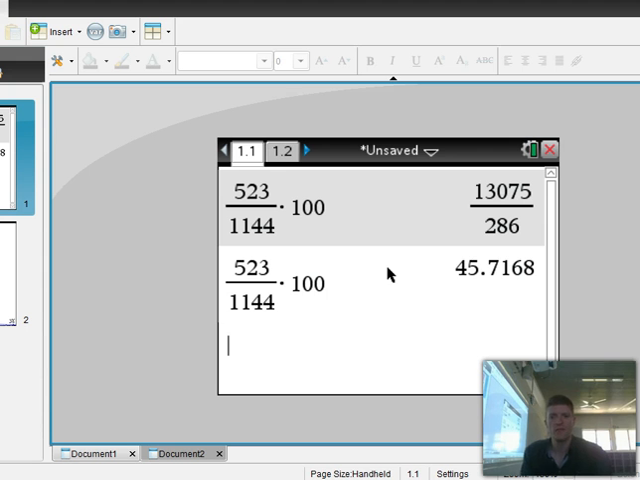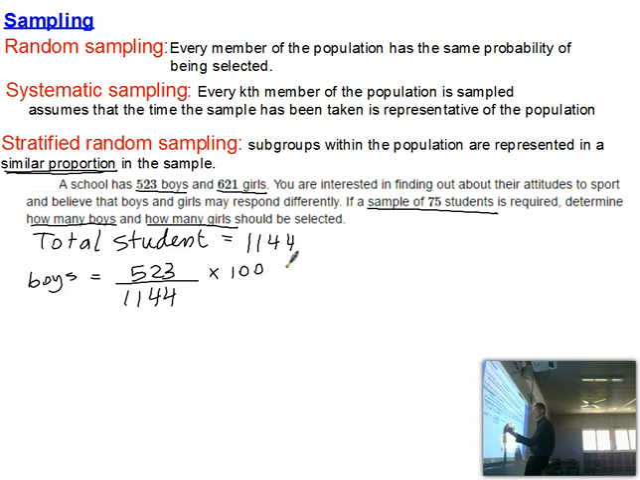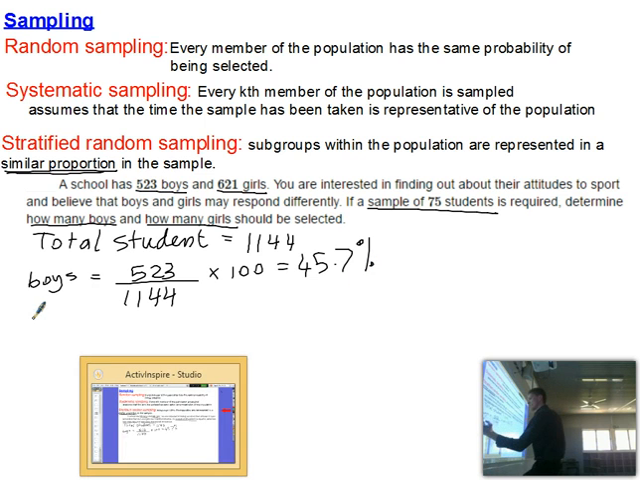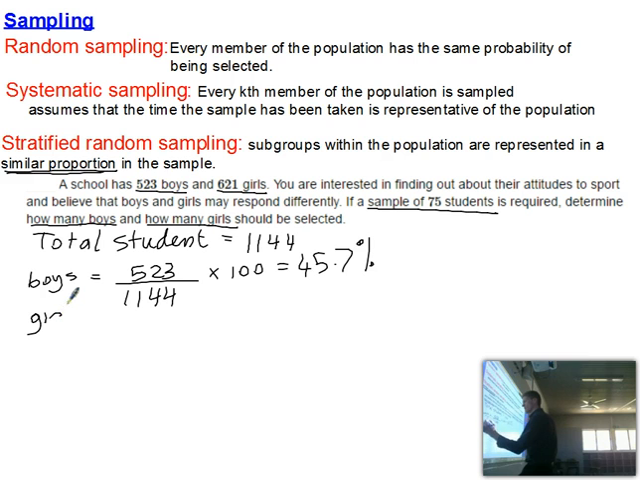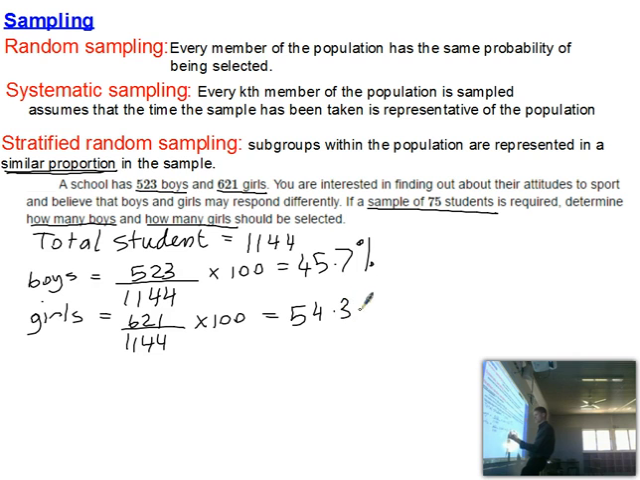All right, about 45.7%. Okay, and the same for girls. So girls, in fact, would be, the proportion of girls should be what's left, up to 100%. So we'll just approximate that. 621 out of the total. Okay. 54.3%.